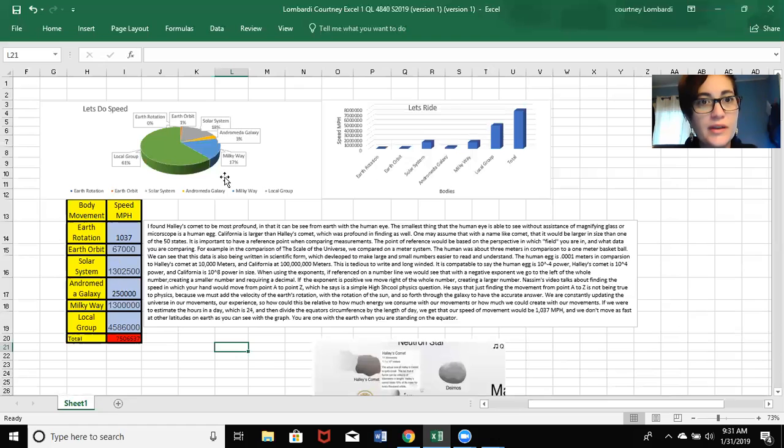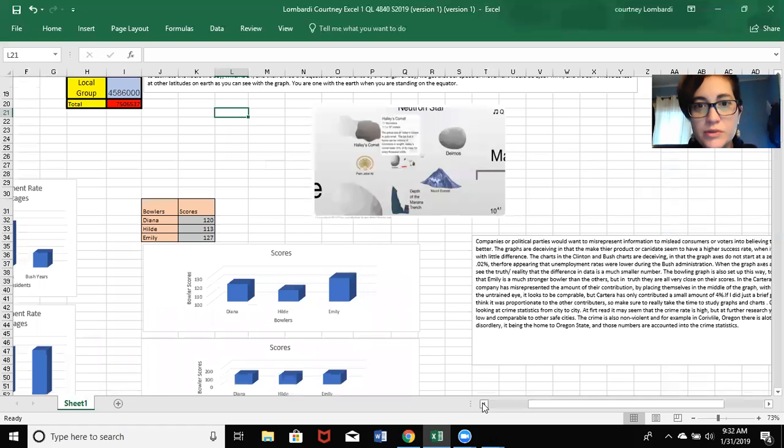And so that's kind of, I thought, interesting. When you're on the equator, you are one with the Earth. You're moving at the Earth's rotation. And so you can see from this graph that the Earth has the slowest rotation. And over here on this chart, you can see that it is the lowest, and the local group moves the fastest. That's what we learned from Hasim's video.